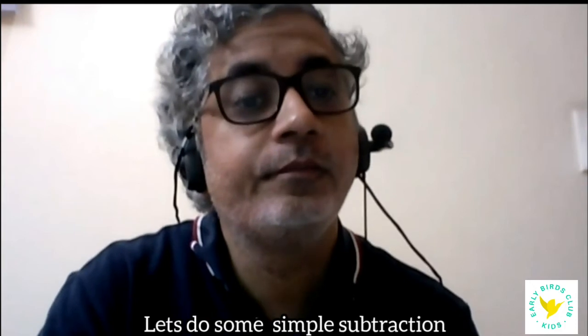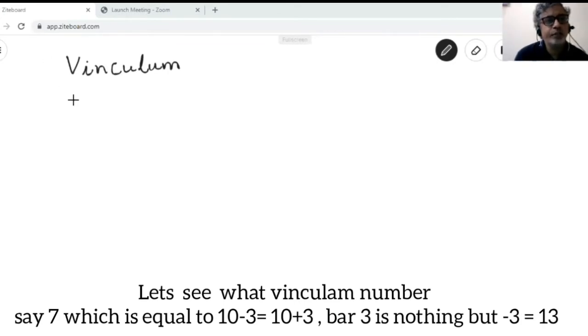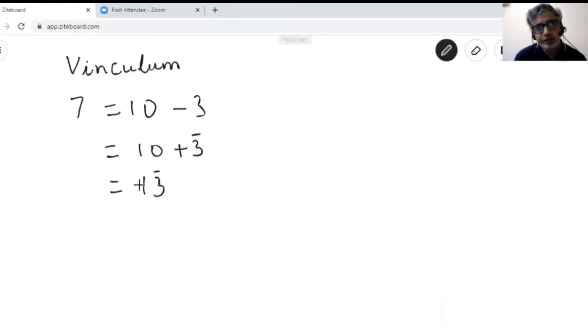I'll share the whiteboard so that you all can see it. Yeah, as you can see the whiteboard. Let's do something simple. Now let's see what a Vinculum number is. Suppose I have a number, say 7. 7 is nearer to the number 10. So 7 is equal to 10 minus 3, which is equal to 10 plus 3 bar. So minus 3 is represented as 3 bar, and this becomes 1, 3 bar. So 1, 3 bar in terms of Vinculum means 7.